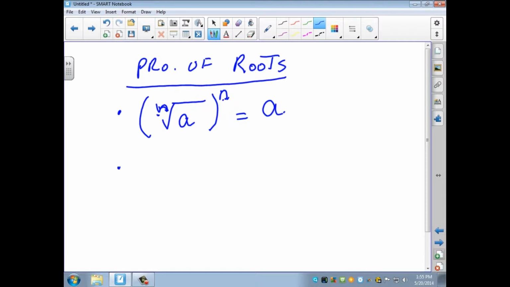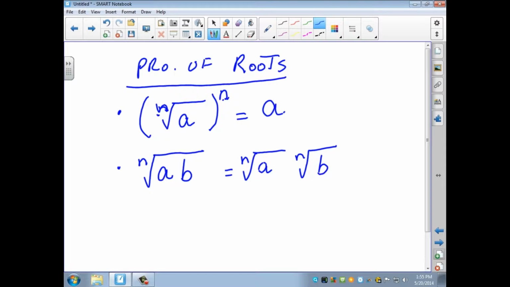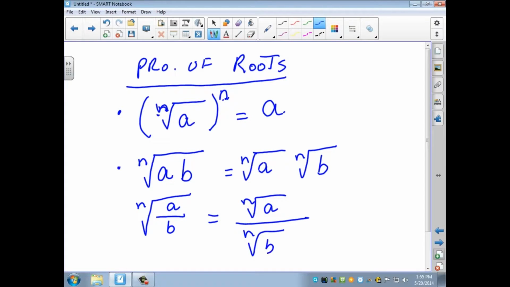If you have the nth root of two terms multiplied by each other, a and b, then you can separate these, the same way you did with the exponent, as the nth root of a multiplied by the nth root of b. Also, if you had the nth root of a divided by b, the whole thing under the root sign, you can separate those as the nth root of a divided by the nth root of b.